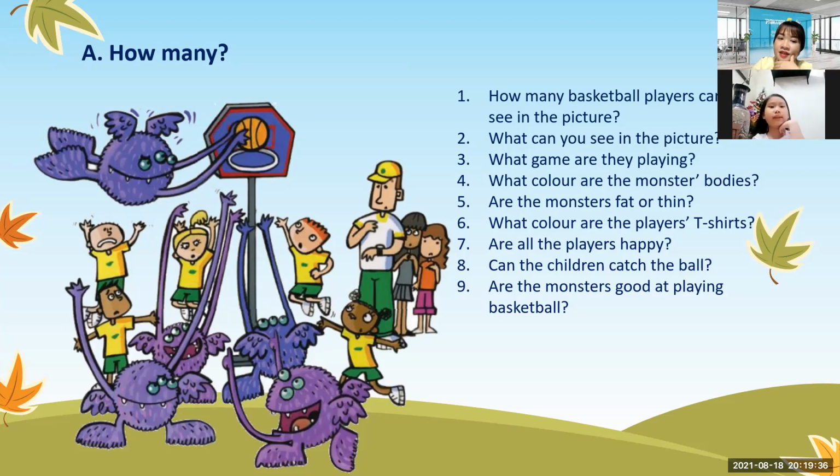The monster can touch the ball. The monster can move the ball, but the children can't because the monster has something. You see, it can fly, right? Can the children fly? No. So they have this one, wings. Oh, they have wings.